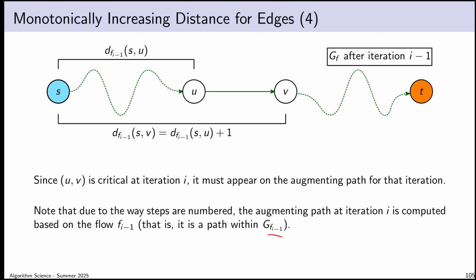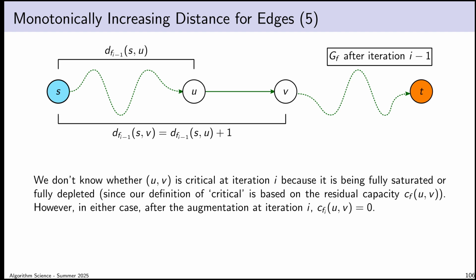So the augmenting path I choose at iteration i is based on the state of the flow at the end of iteration i minus 1. So we don't know whether uv is critical at iteration i because it's either being fully saturated or depleted, because the definition of critical we use is based on residual capacity. And we know the residual capacity of this edge could be non-zero because there is actual capacity in the forward direction, or because there is flow being pushed in the opposite backwards direction. We actually don't care. All I care about is, because this edge is critical, it has some residual capacity now at iteration i, so it's greater than 0.